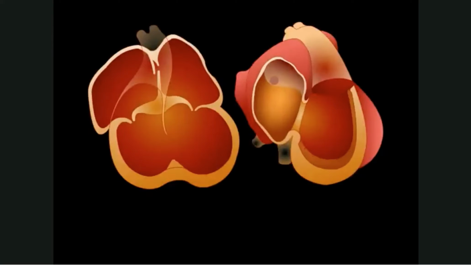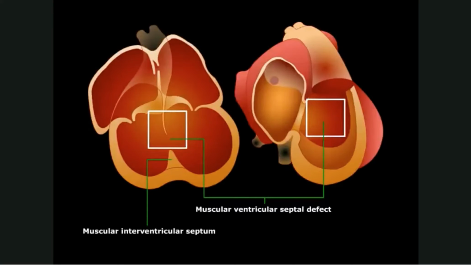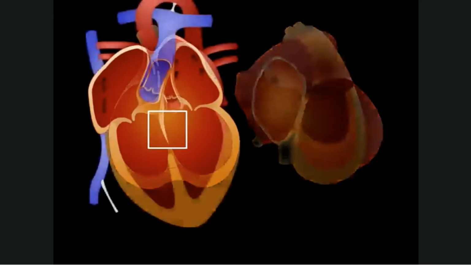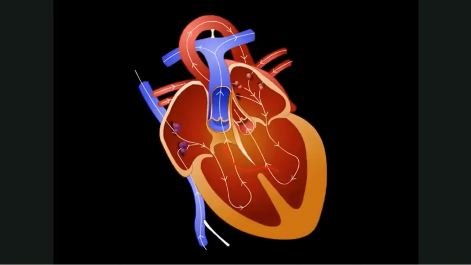Muscular ventricular septal defects are caused by either a deficient fusion of the muscular septum walls or by excessive resorption of the muscular tissue during ventricular development. This results in an opening in the muscular portion of the ventricular septum, leading to a left to right shunt.